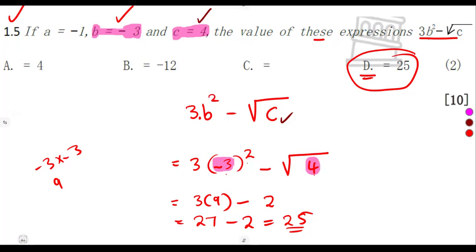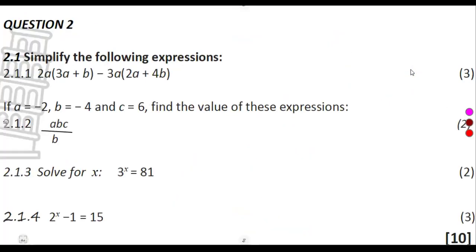D. All right, here there was nothing, but the answer, as you can see, it's already there on D. All right, question number 2. Simplify the following expressions.